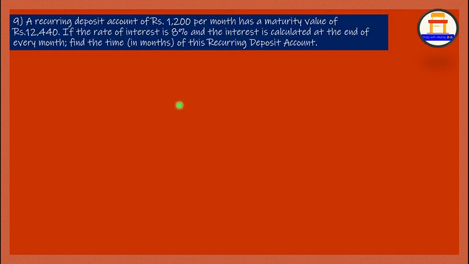Okay, the 9th question: a recurring deposit account of rupees 1,200 per month has a maturity value of rupees 12,440. If the rate of interest is 8% and the interest is calculated at the end of every month, find the time, that is, in the form of months. They have specifically asked for months, so you cannot keep it in years. As we did in the earlier steps, here also we will write down what is given. Please adjust the font size to smaller since we have a lot of steps here.